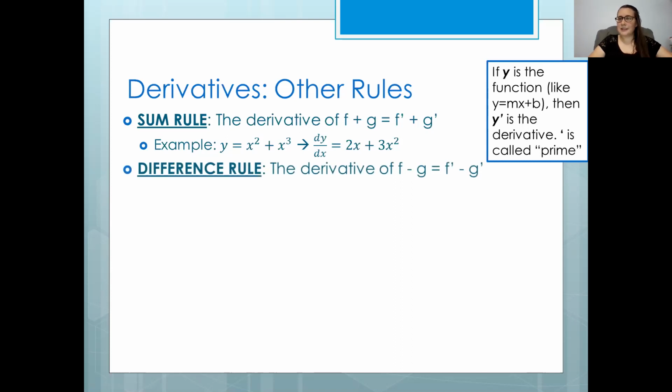The difference rule is very similar, right? The derivative of the function f minus g is f prime minus g prime. So here we have the function and we're taking the derivative with respect to v, and we have v cubed minus v to the fourth. Again, we'll apply the power rule to each of those sections, and we get 3v squared and 4v cubed, and then we just subtract those according to this difference rule.